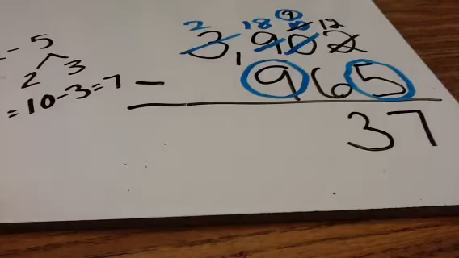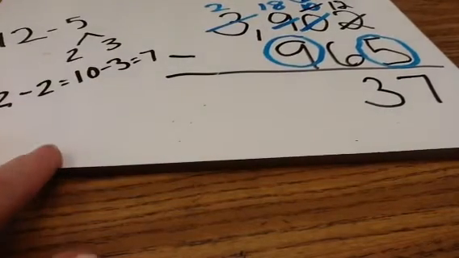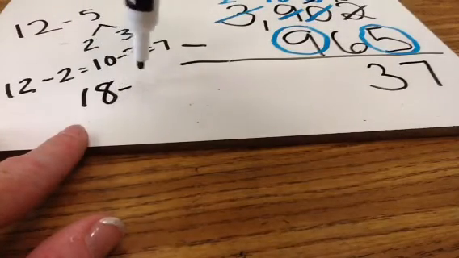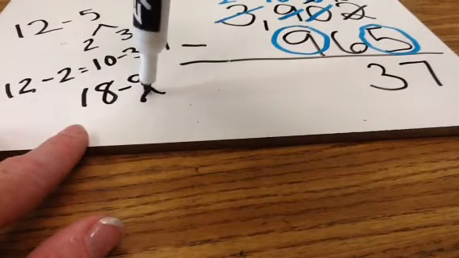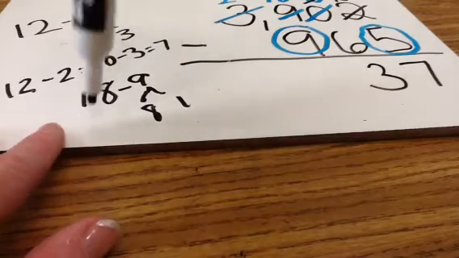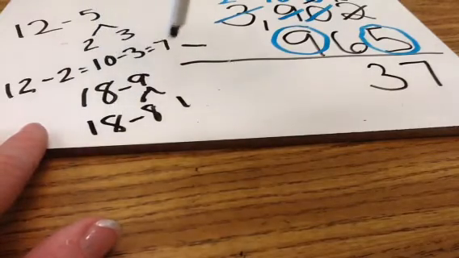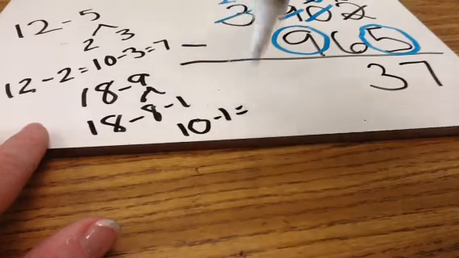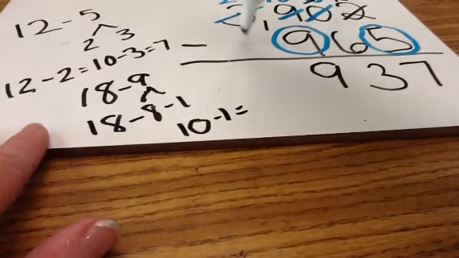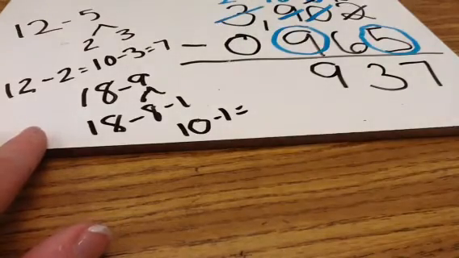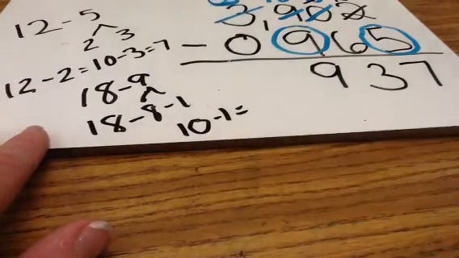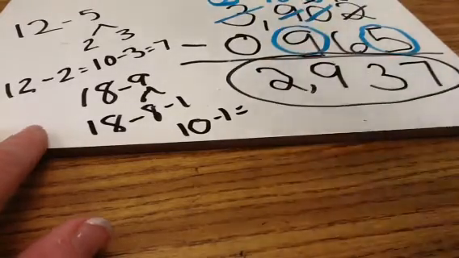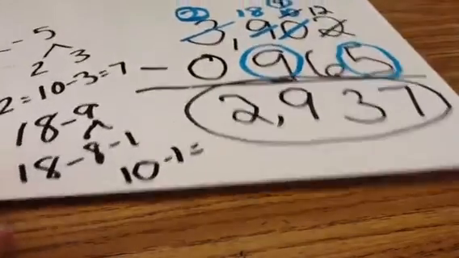Okay, 18 minus 9. I'm going to show you my strategy again. 18, take away 9. I'm going to break 9 into 8 and 1 because I know that 18 minus 8 is equal to 10. And then I need to take away 1 more is equal to 9. Then circle where our bigger number is. More on top, no need to stop. So our final answer is 2,937.